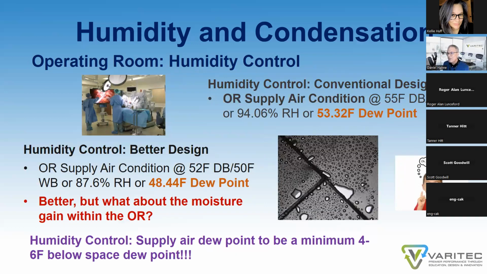If you're only providing 55, 54 degree air to an OR, that's 53.32 degrees dew point, and you're trying to control a space to 48 degree dew point, it'll never happen. In fact, you're adding moisture to the space. You're contributing to the humidity problem of a space. So a better solution is to look at drier air providing a minimum of 48 degree dew point to the space, if not lower, to pick up the moisture, the latent gain in the space given off by occupants and perhaps any other sources of liquid within the space itself.